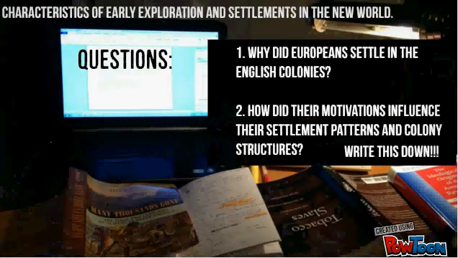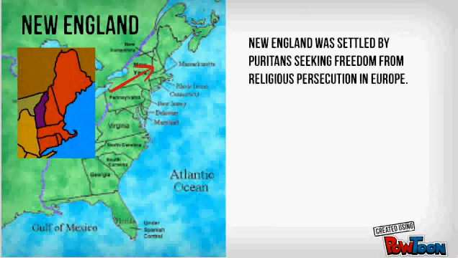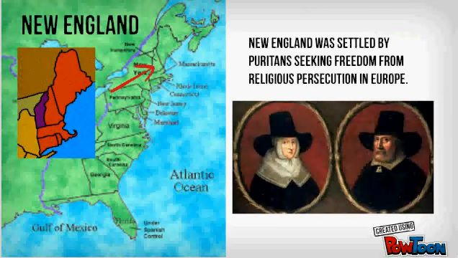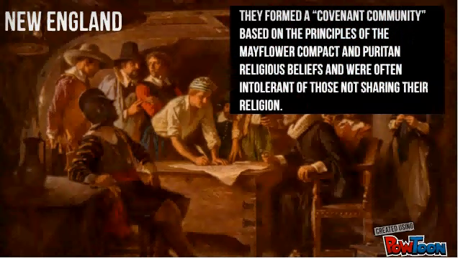We're going to break the colonies into three sections. First, in the north, you have New England. Up north, New England is settled by Puritans who were seeking freedom from religious persecution. Those are Puritans. We also sometimes call them Pilgrims. Thanksgiving. On their way there, they took the boat called the Mayflower, and on board they formed the Mayflower Compact, which they agreed to make a covenant community. We'll talk about that in class.